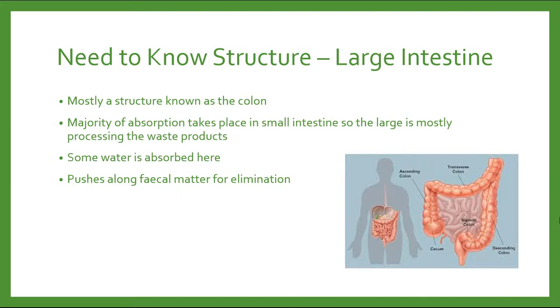The large intestine is a structure known as the colon. Again, you do not need to know the names of the individual sections, but to know that it's a colon and what takes place here. We said digestion ends in the duodenum, and absorption takes place in the rest of the small intestine. So essentially, we're now left with the waste products or the things that were too large that could not be broken down anymore. However, some water is absorbed from the colon. What we now have is that fecal matter, the waste products that we want to eliminate.